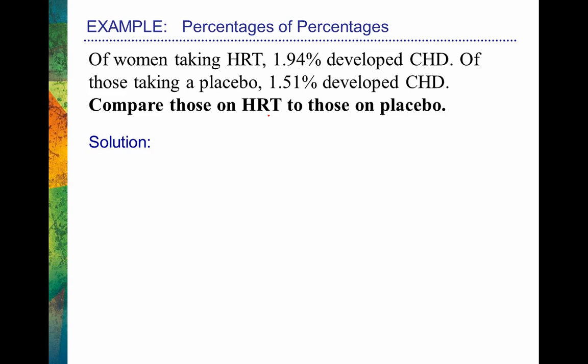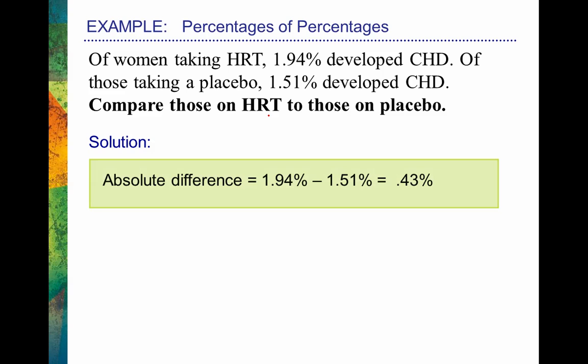So first, let's look at the absolute difference. The absolute difference is very straightforward. We're going to look at the women taking the hormone replacement therapy and compare that to some baseline measurement, some reference point, which would be the people in the control group taking the placebo. So it's a difference of 0.43% in terms of those developing heart disease. That sounds very minuscule, doesn't it? It sounds like, why would this study get so much press?